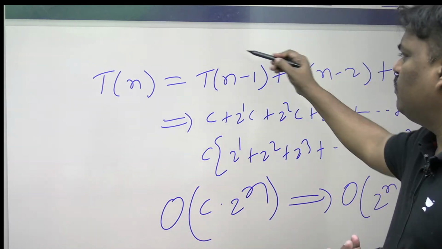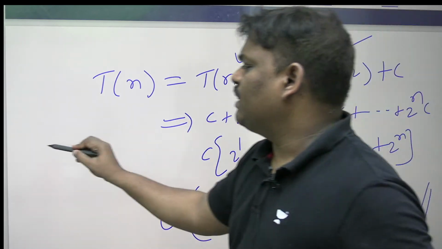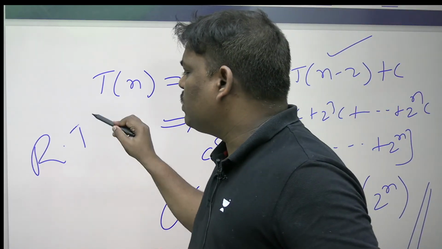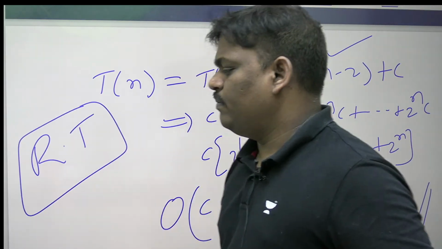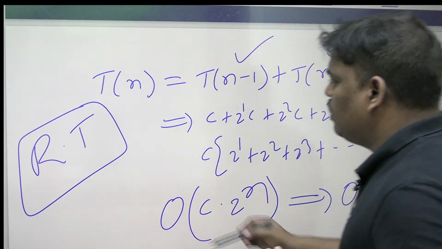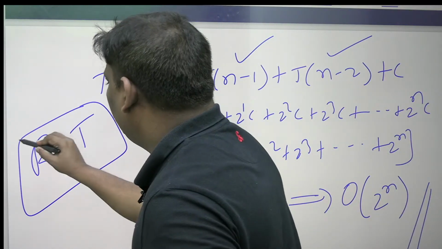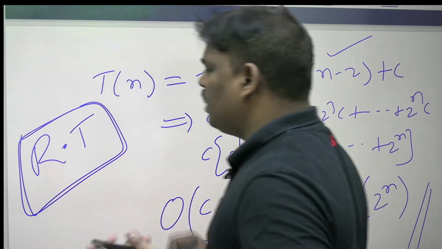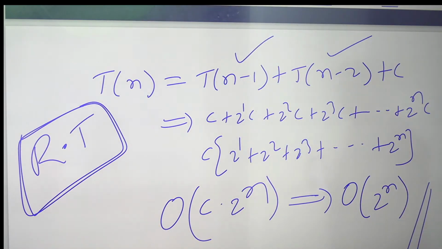How to solve it? Because there are two function calls, we use the recursive tree method. If there is more than one function call, you have to apply the recursive tree method.